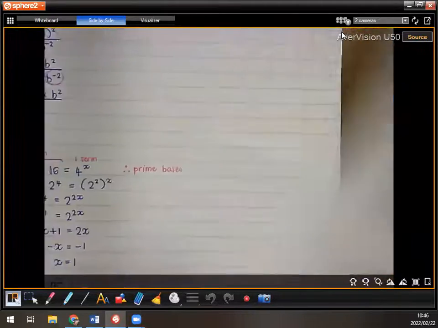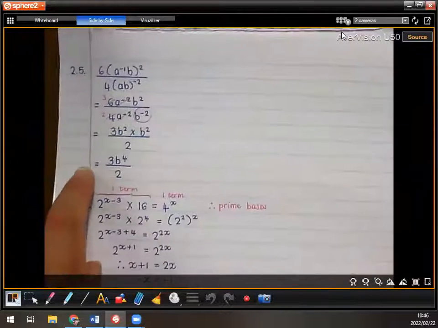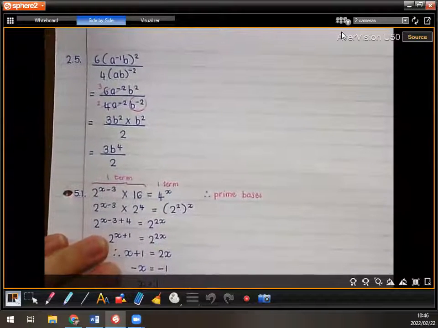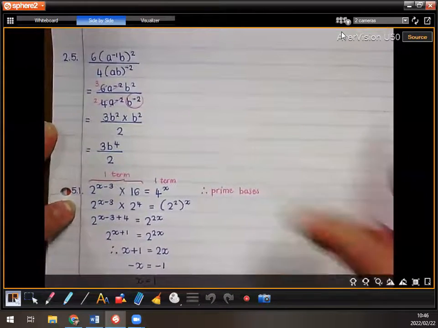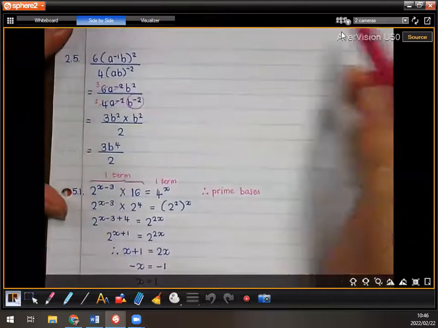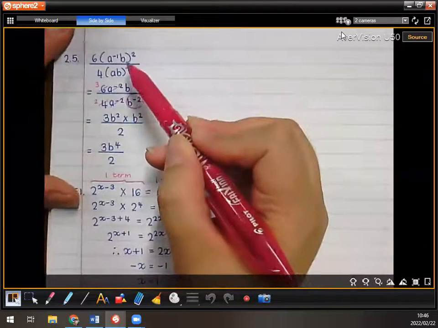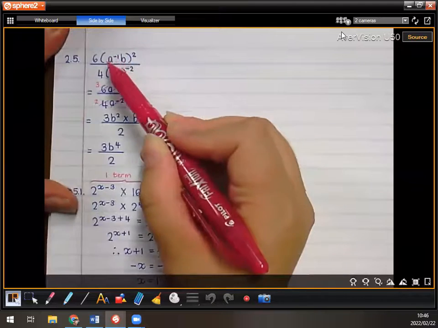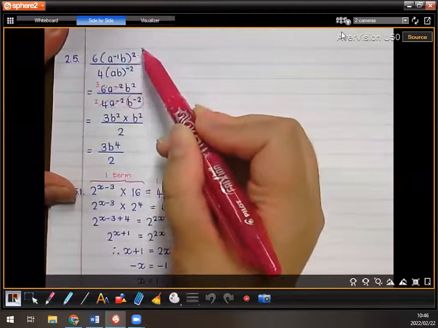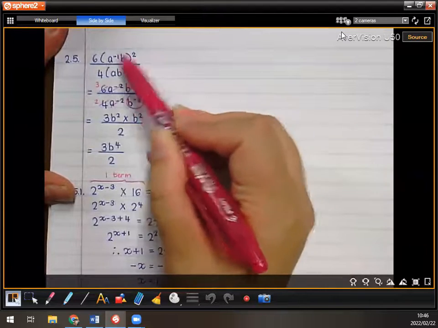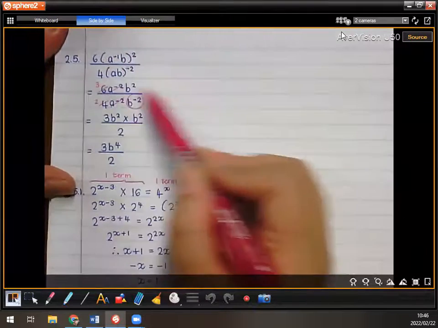All right, let's look at 2.5. There we go. Okay, so in 2.5, again, we had some negative exponents, but guys, you can't actually move this a to the negative 1 down before you square it. Okay, you have to square all of that first. So that's what I did.